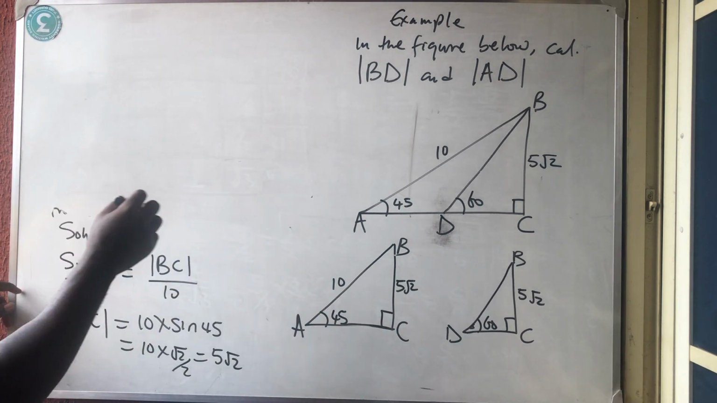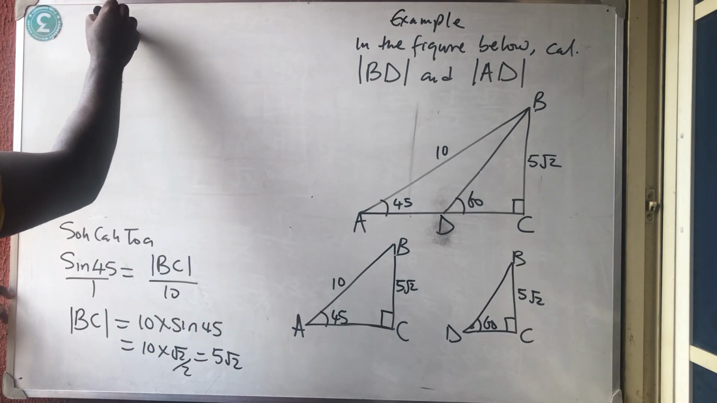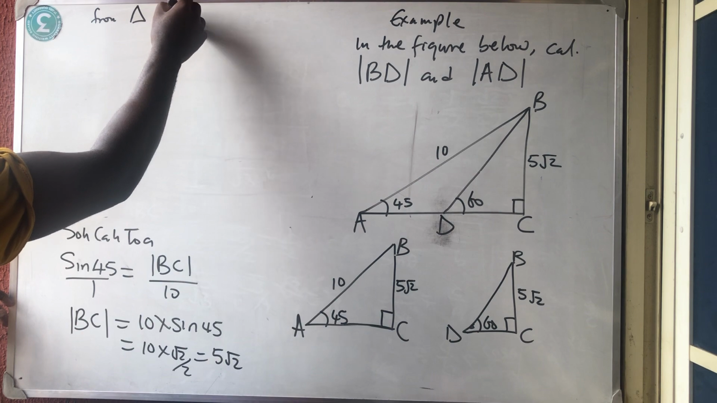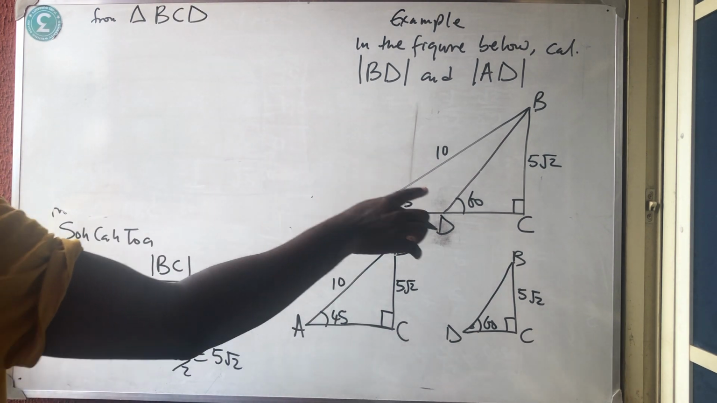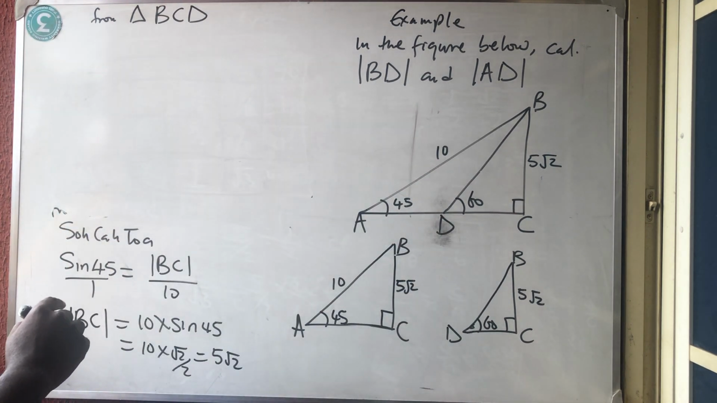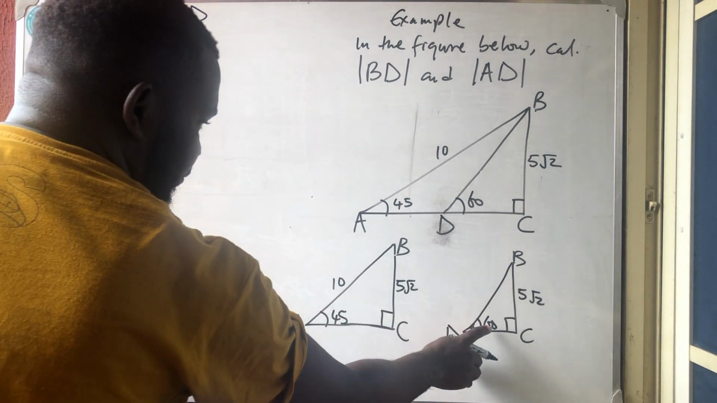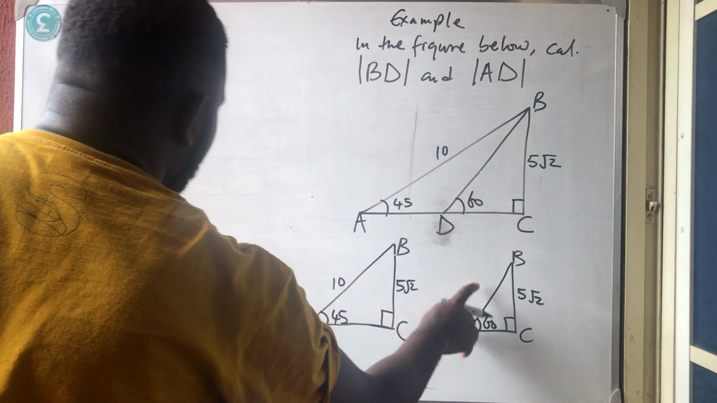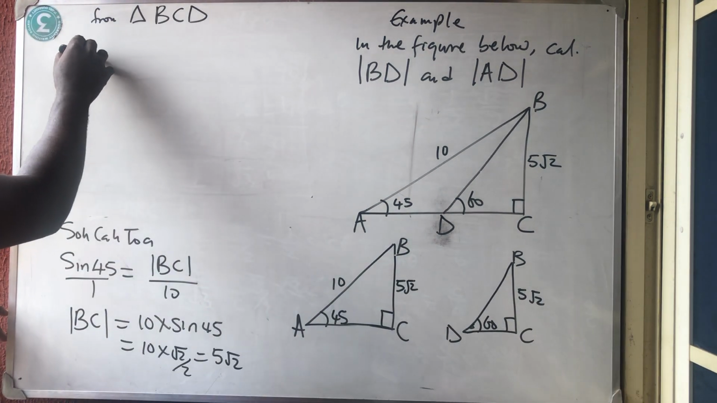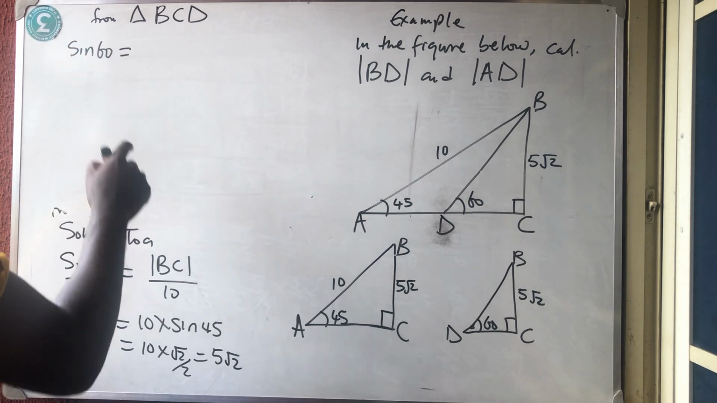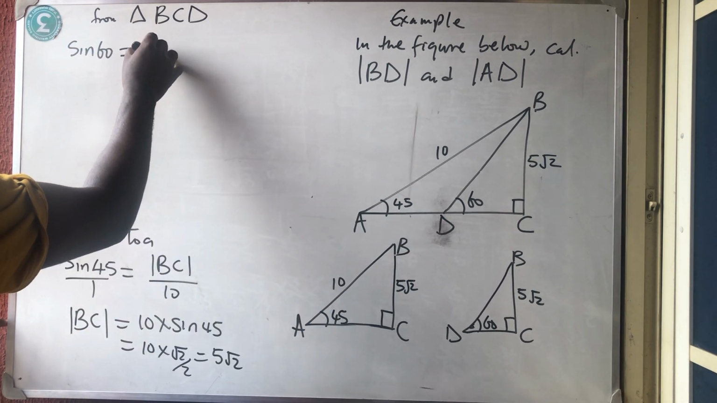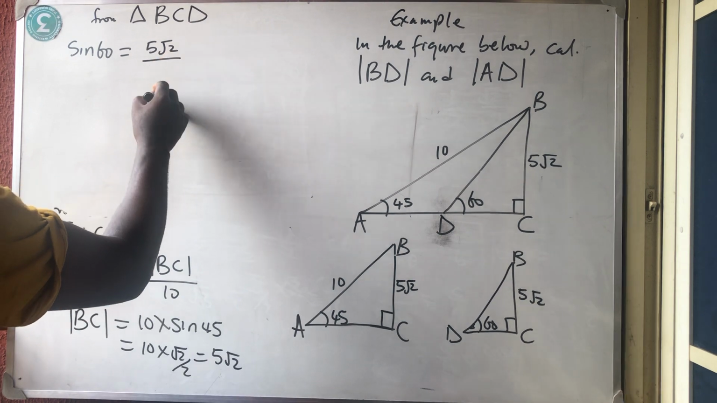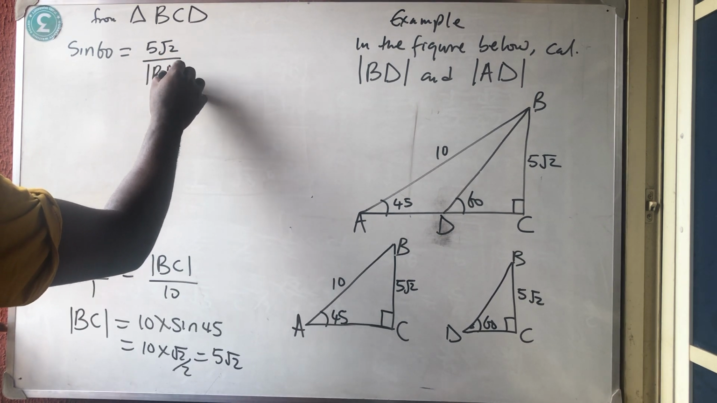So you will now have from triangle BCD. Okay, BCD. You already have the opposite and you're looking for the hypotenuse, so I'm using the same sine. Sine 60 is equal to opposite, which is 5 root 2, over hypotenuse, which is line BD that I'm looking for.